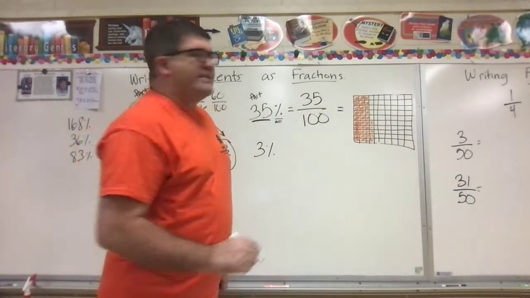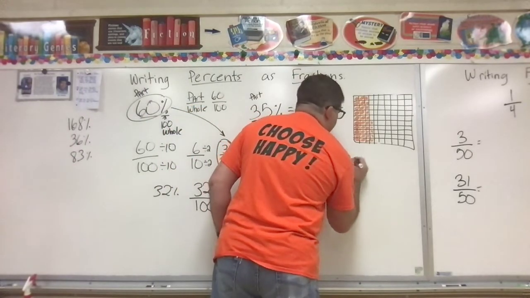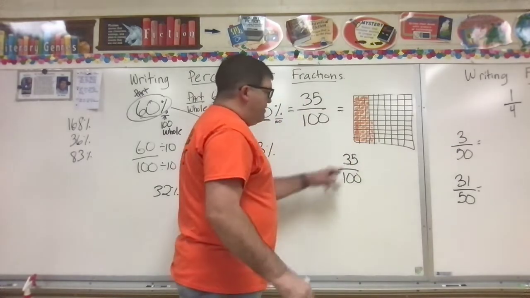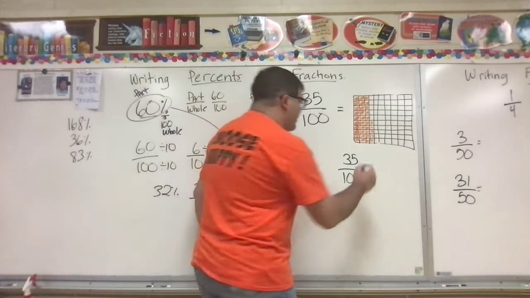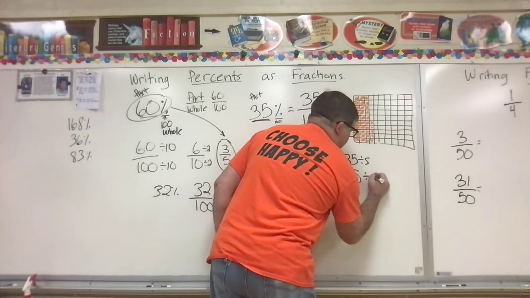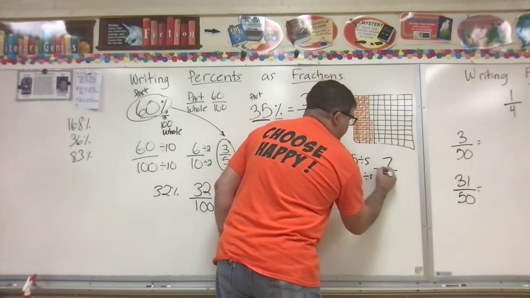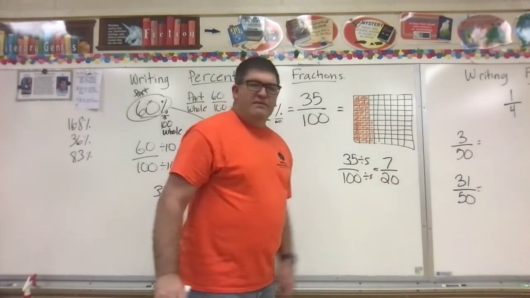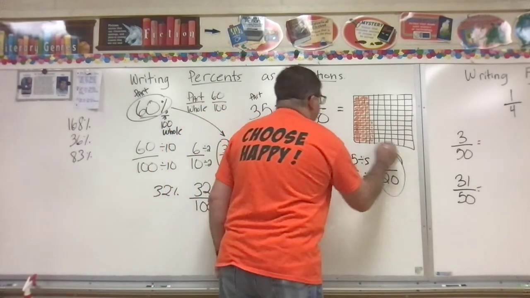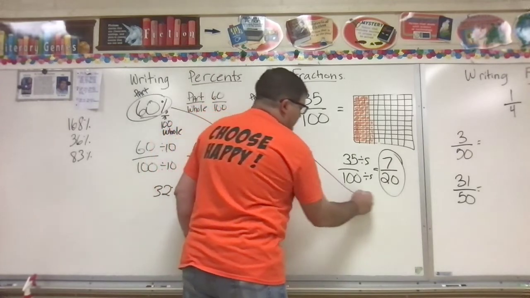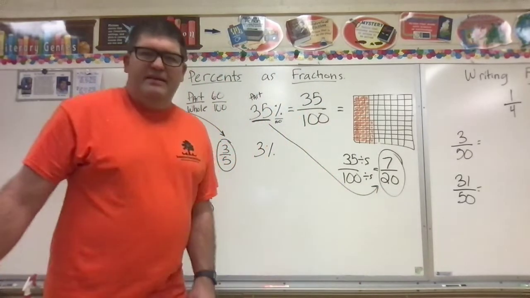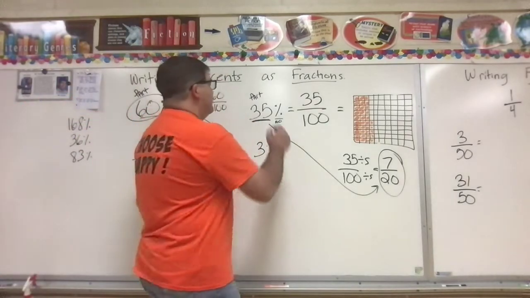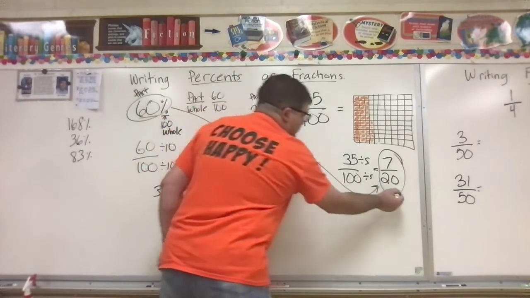Now, of course, we do need to simplify it. So 35 over 100. One ends in a 5, one ends in a 0. I know I can divide by 5. That gets me 7. That gets me 20. Now 7's a prime number and it doesn't go into 20. So 35% is the same as 7 over 20. And I've changed a percent to a fraction.